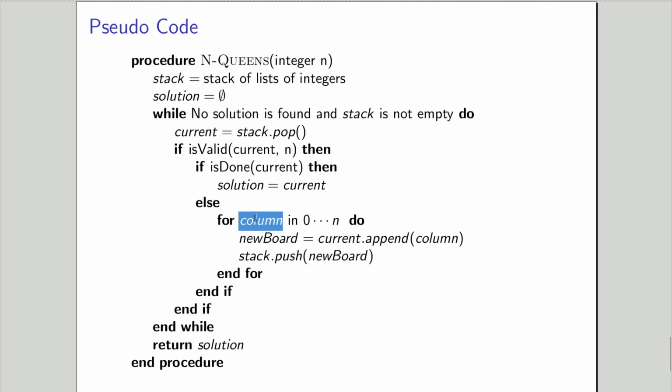But anyways, we're going to go through each possible row number, and we'll append that to the end of our current list. By adding one more number to the end of our list, that means we've placed a queen in the appropriate row. Sorry, it would make more sense to replace this with row rather than column. Then we're going to take this new board, this new state, and put it into our stack and continue on. By using a stack, this makes it depth first.